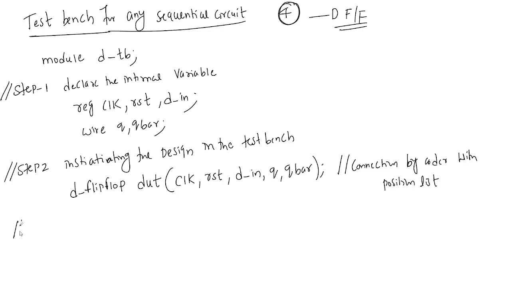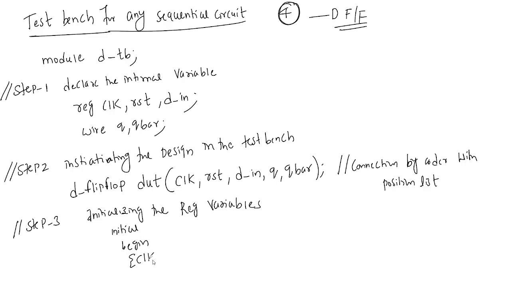Okay, and next, what is step three? Step three is you need to initialize the reg variables. So what are the reg variables? I am using initial begin. Okay, I am using the concatenation operator. Reg variables are clock, reset, and d underscore in. Okay, I am giving 0, end. I need to initialize the reg variables.